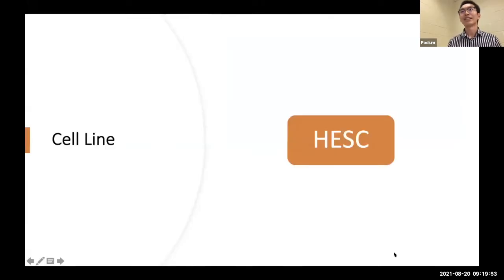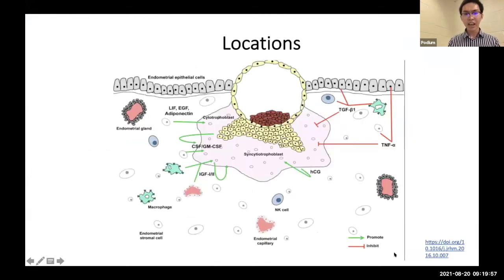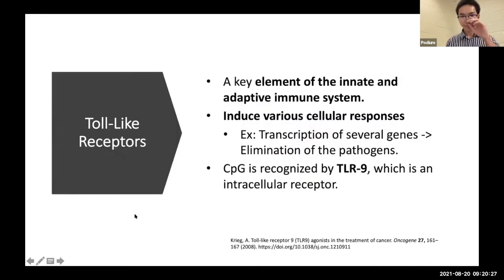So again, our cell line is HESC, or human endometrial stromal cells. As you can see here, this is the embryo where the baby is, and this is the decidua. HESC cells are technically not part of the decidua, but after decidualization, it becomes decidua and endometrial stromal cells, which are part of the decidua. So you can see HESC cells over here.